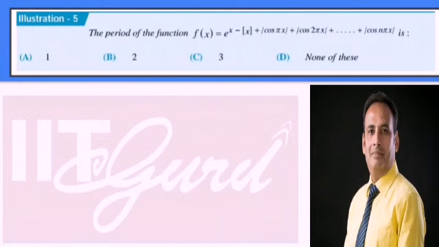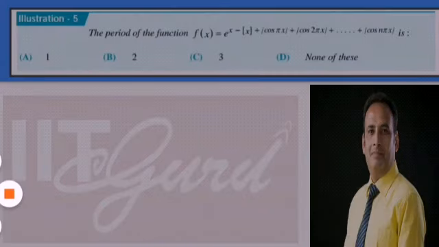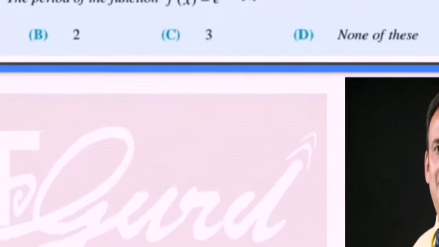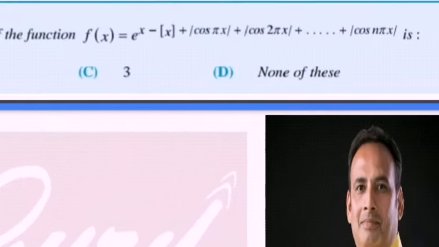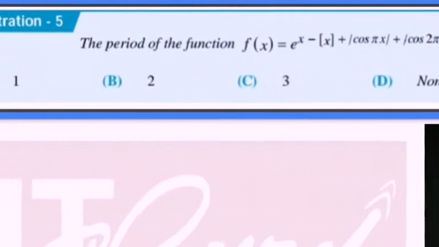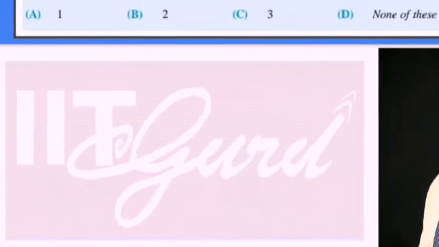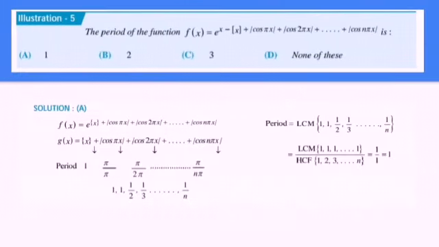Okay, come to question number 5. Another question is, the period of the function f(x) = e^(x - [x] + |cos pi x| + |cos 2 pi x| + and so on up to |cos n pi x|) is, options are given. You try yourself once, and if you are unable to solve, then go through the video, pause it, and then go for the solution. Let's see the solution.